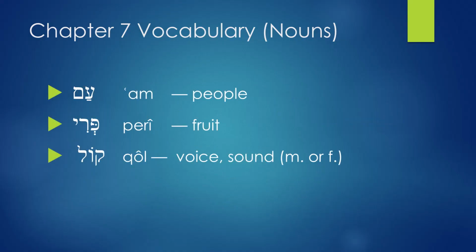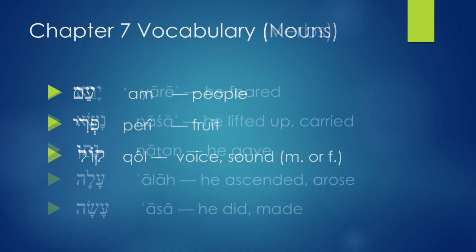Next on the nouns we have am. Am means people. Next we have peri. Peri means fruit. Next we have kol. Kol means voice. It means voice or sound.